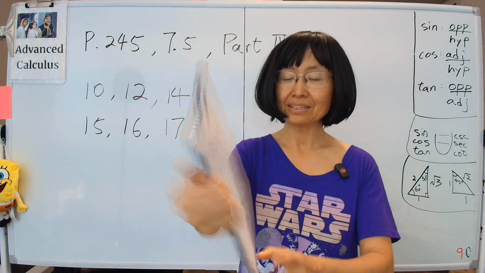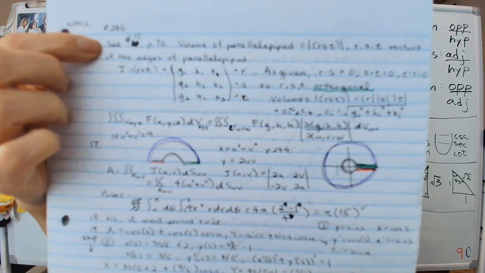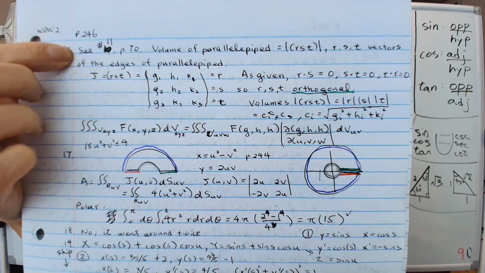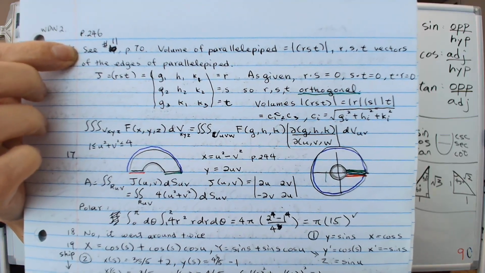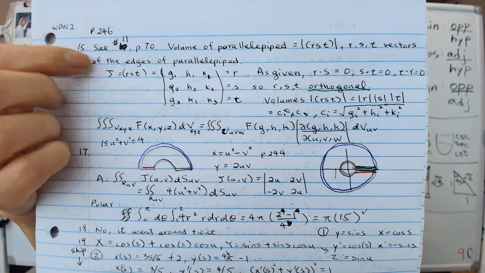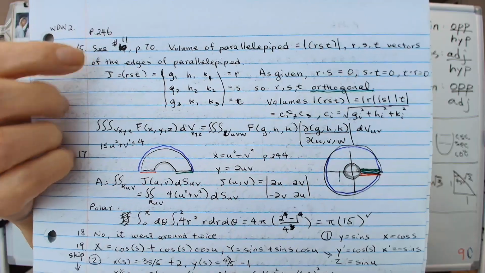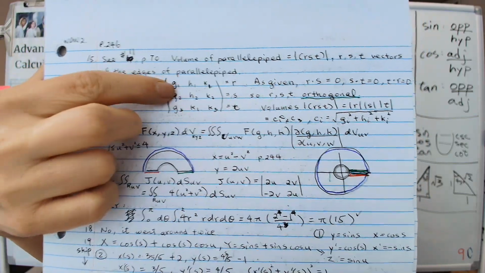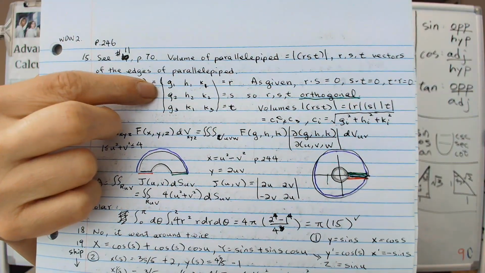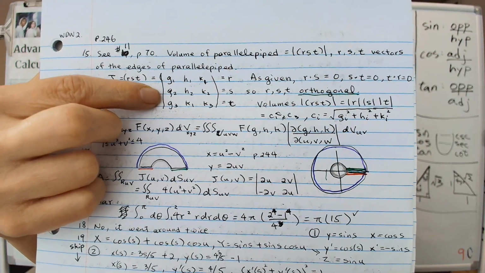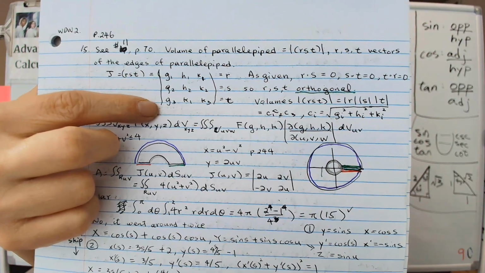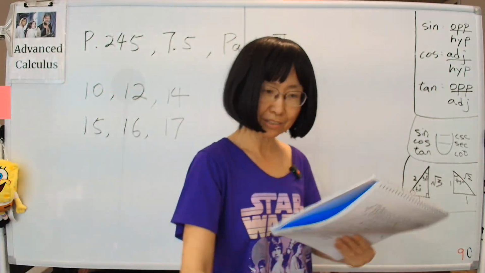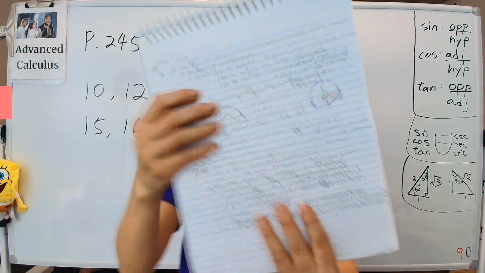So what happened is that if you look at problem 11 on page 70, the volume of a parallelepiped is exactly the determinant RST, where RST are vectors of the edges of the parallelepiped. For example, that is our Jacobian equal to RST, where the first row is R, the second row is S, and the third row is T. Why do I have K here? That's supposed to be H. Let me fix that. All right, I got it.